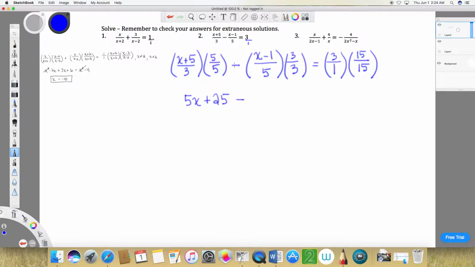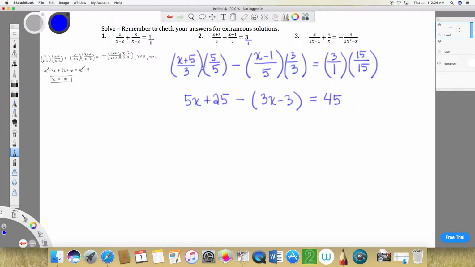Now be careful here with this minus sign. When I distribute this 3 through, I have to remember that I'm going to subtract each term, or I could change that to addition and change that 3 to a negative and then distribute it. But I'm just going to distribute this 3, and I would get 3x minus 3, but remember that I'm subtracting that. 3 times 15 is 45.